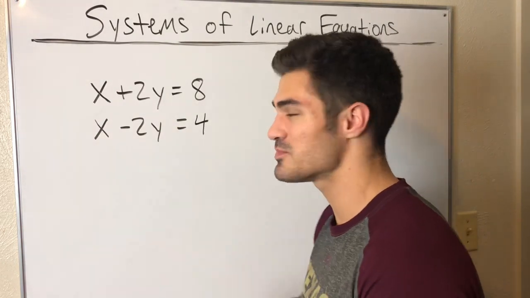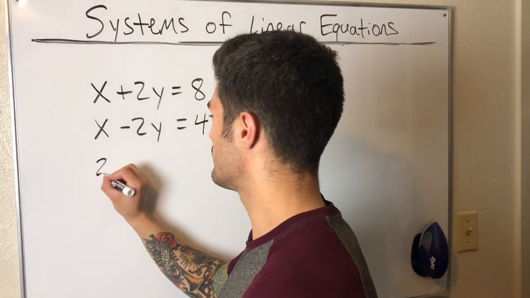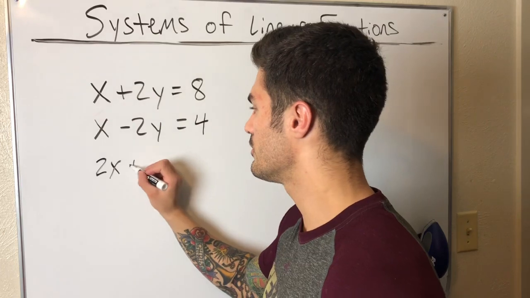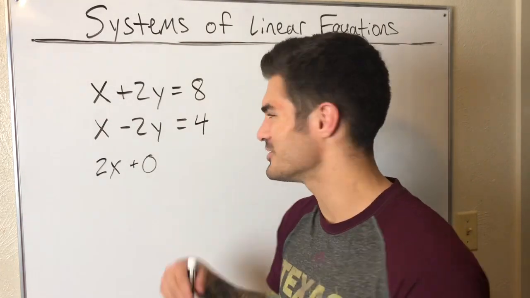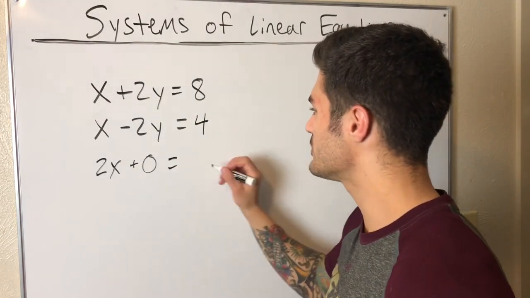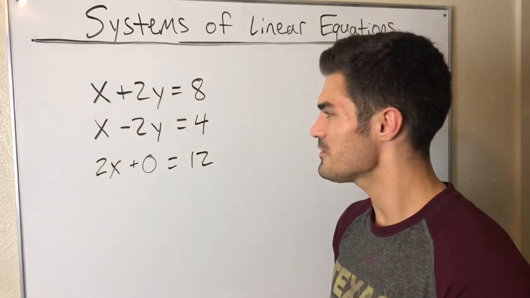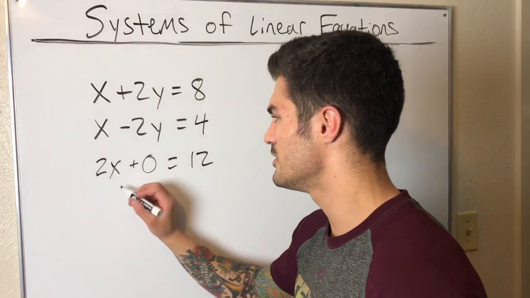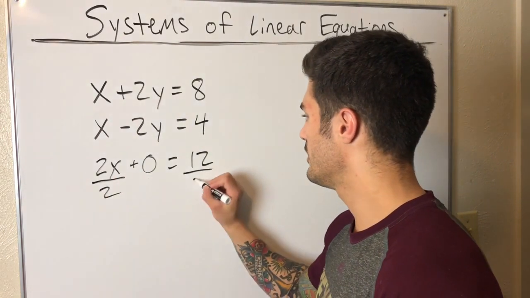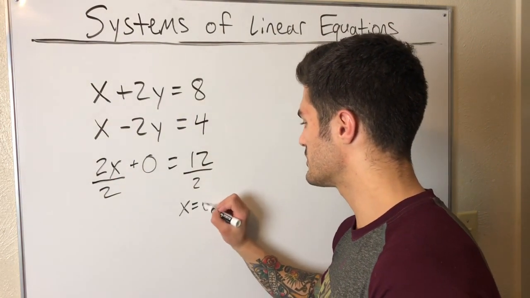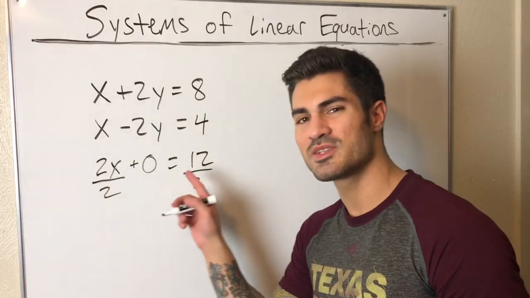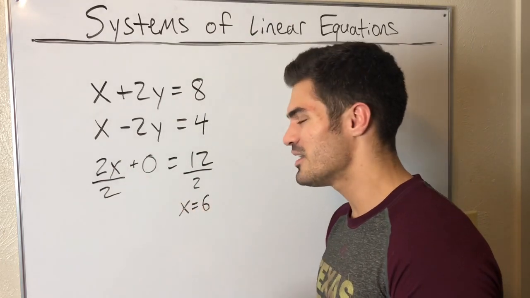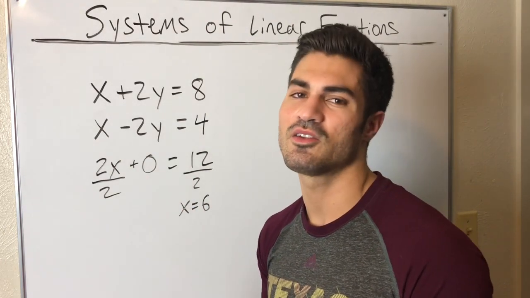I'm going to add down. x plus x is 2x. 2y plus -2y is 0, plus 0. I'll just write the plus 0 just for fun. Equals 8 plus 4 equals 12. Now I just have 2x equals 12, so I divide both sides by 2, and I have x equals 6. See how that was kind of simpler to get my x value? It took less algebra, and it works out like that a lot with elimination.